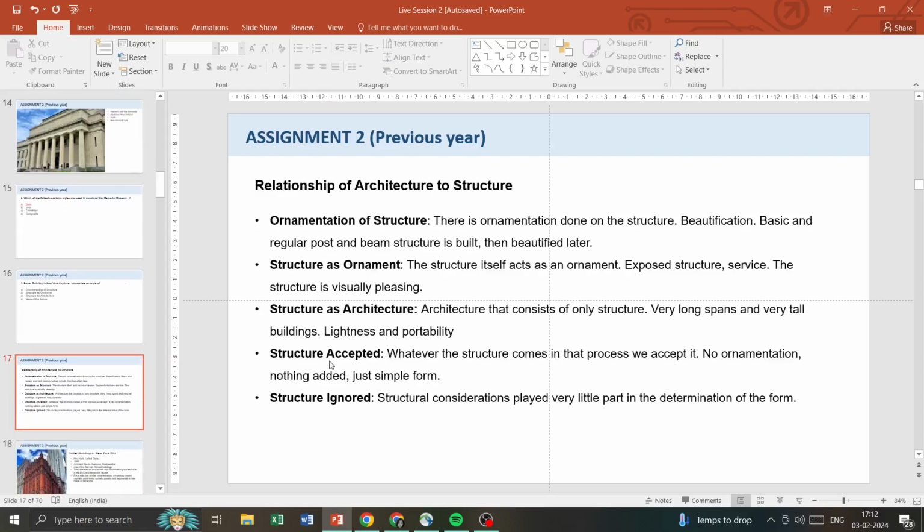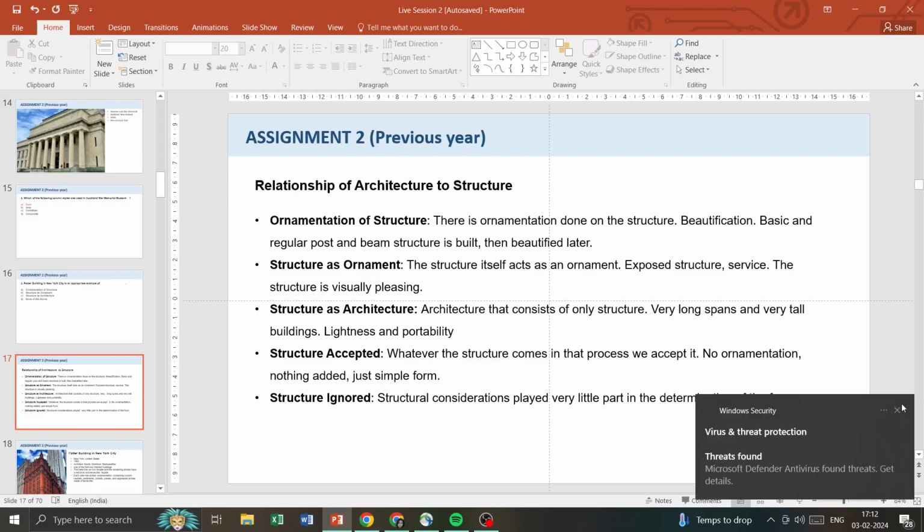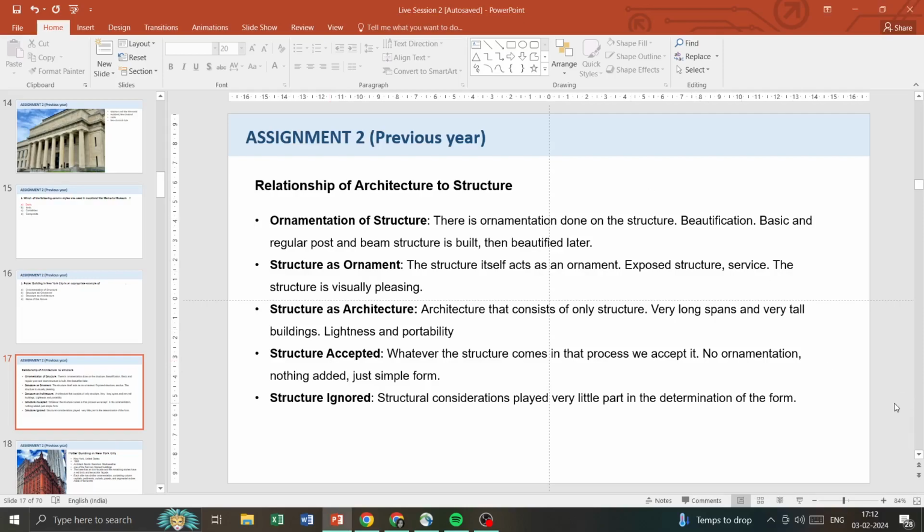So, relationship of architecture to structure. I'll quickly explain all these 5 terms so we will be able to easily answer the questions. So first is ornamentation of structure. It's as simple as it is written. There is a structure, and then there is ornamentation on the structure.